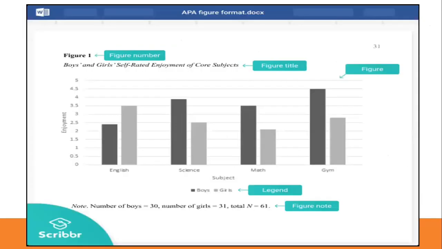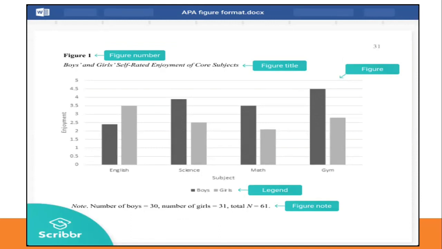Now, in order for us to better understand how a figure would look like, this is an example of a figure. In this case, you have figure number 1. And below your figure number is your figure title. Like I said earlier, it should be brief and in italics title case. And you also have the figure there.